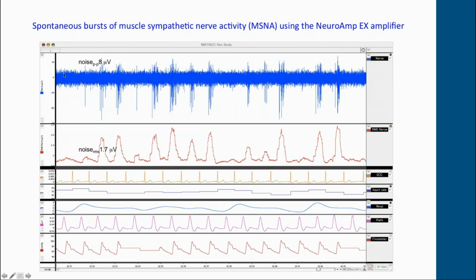So this is a typical recording obtained in my lab using the Neuro amplifier, and I hope I can convince you that the noise is very, very low indeed. I've used many amplifiers over the years. I've been doing microneurography for some 30 years. Often you would need to apply a bit of aluminium foil over the head stage to block out any electrical interference. The NeuroX, however, does not require shielding.